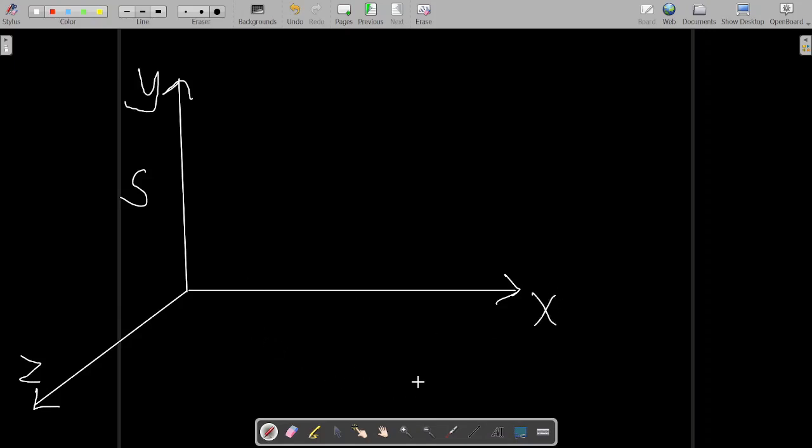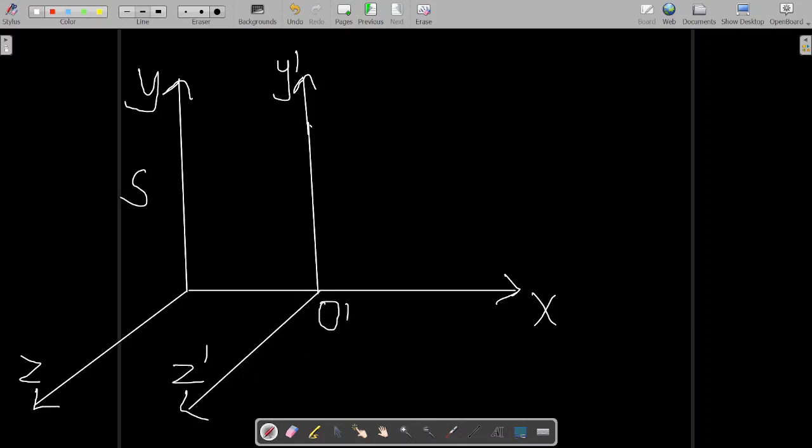Then we have another frame, which is S prime. We have one more frame, which is S prime. Let me draw it properly. Just a second. So this is Y prime, and this is Z prime. This is O prime, the origin of the S prime frame. This is the S prime frame, right?